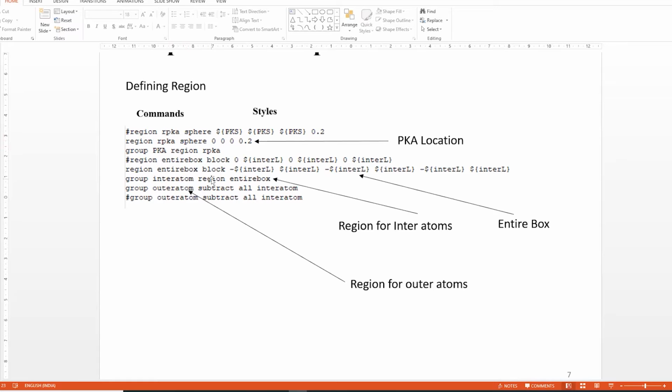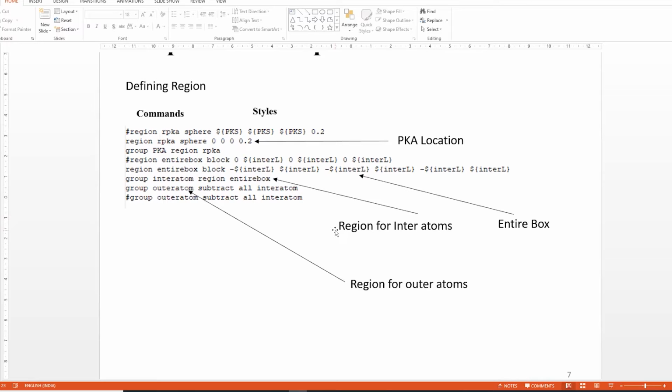And then now I am going to divide the entire box into two parts. Okay, one is group 1, that is interatom. I am telling it is an interatom, and then at the outside I am taking a small layer, all the six boundaries. Okay, in the cube I have six boundaries. So at all the six boundaries, I am taking the atoms at all the six boundaries. I am taking the outer atom. So I have two different regions.